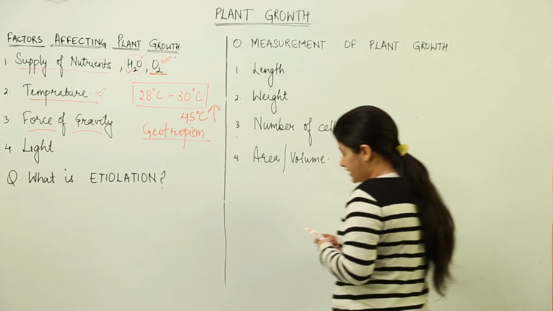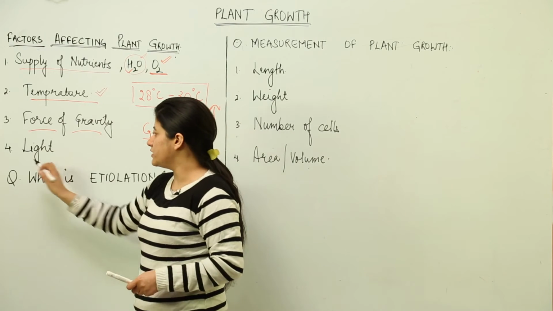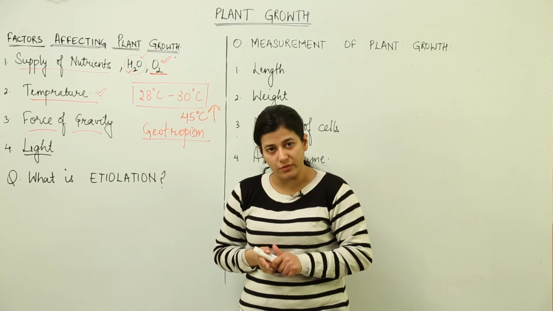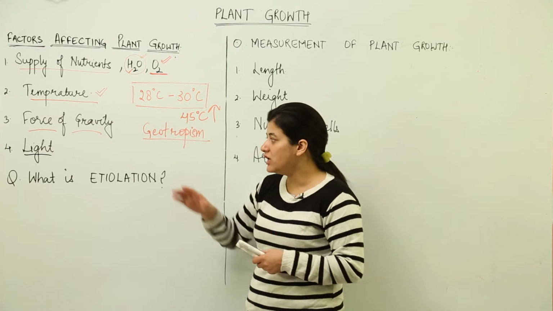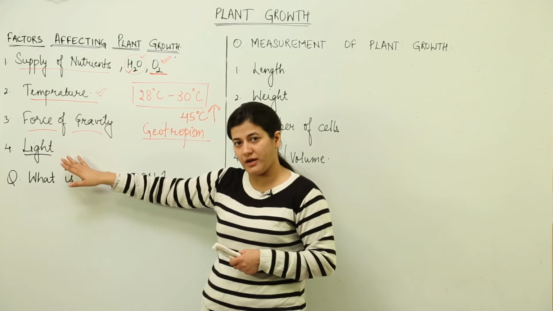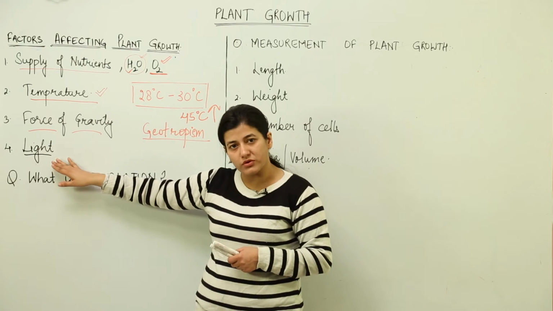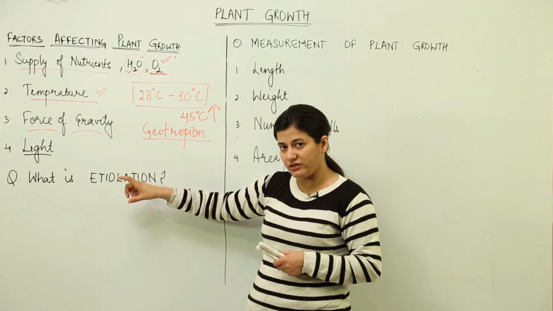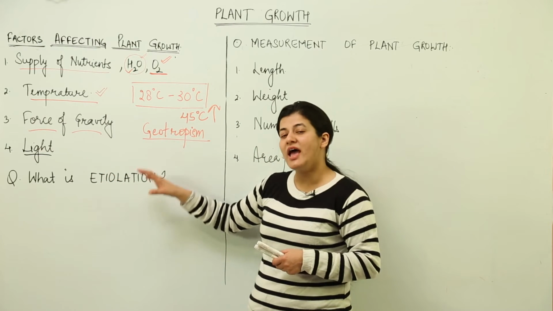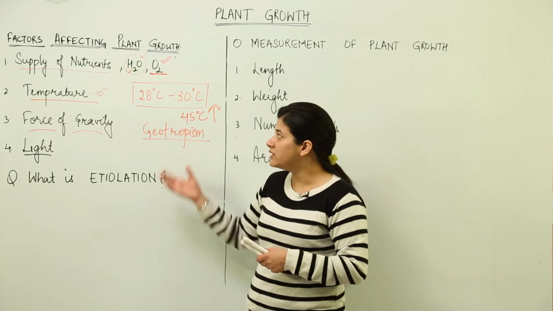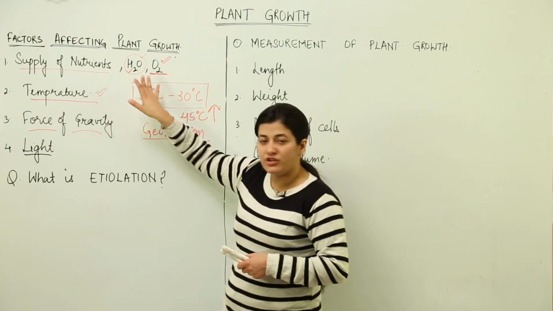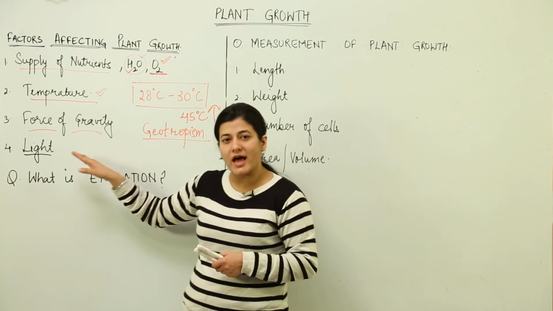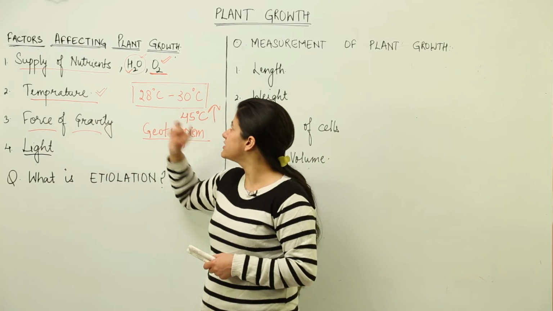And the last one is light. As I mentioned in the beginning, this factor may or may not have enough influence when the seed is germinating, but in the later stages of the plant's growth, light plays a very important role, because it is responsible for driving the photosynthetic activity of the plant, and photosynthesis in turn provides the various nutrients which are responsible for the protoplasmic growth of the plant. So light is an important factor which affects plant growth.